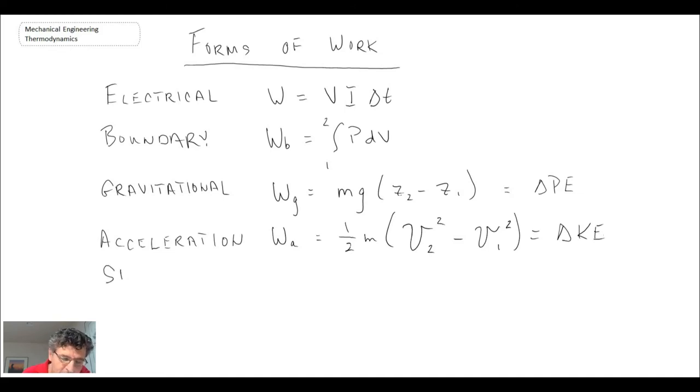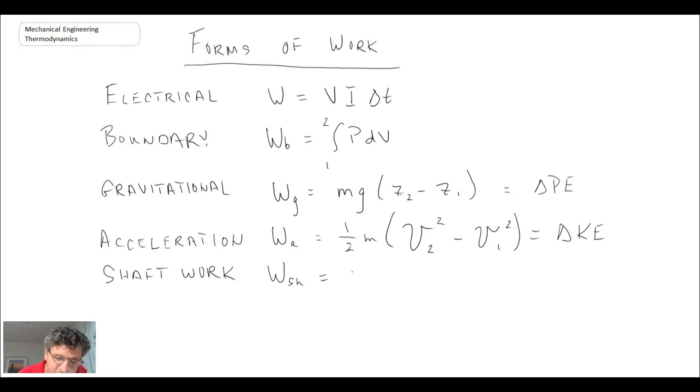Shaft work. This is when you have a shaft going across your control boundary and there's a rotating shaft at a given torque requiring the rotations. So for example, if we have an impeller within our control boundary that we're looking at, and that propeller is churning the fluid and creating heat, well, that can be attributed to shaft work. And we talked about that in an earlier lecture.